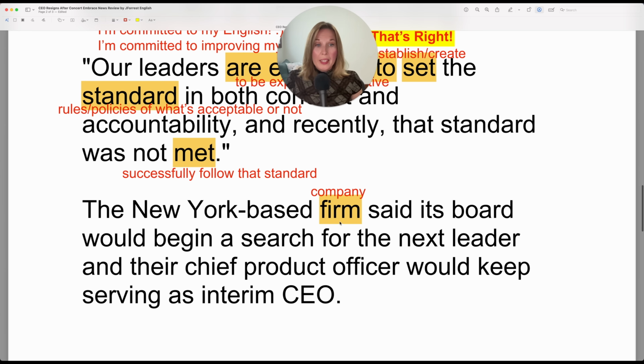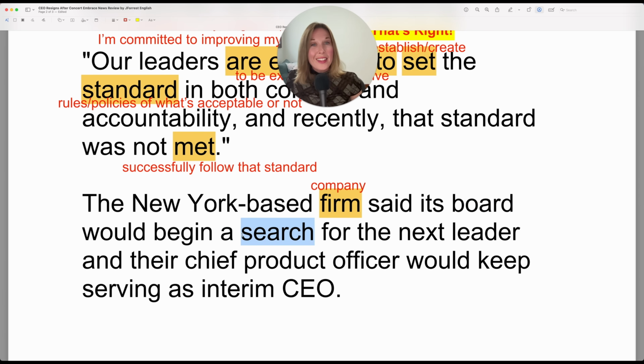The New York-based firm said its board, so its board of directors, its board would begin a search. So here they're using search as a noun because we have this article, a search. You could say begin searching for, because begin is your verb, and then the next verb you can put in the gerund. It's actually optional. You could also put it in the infinitive, begin to search for or begin searching for. And you search for something. You look for something, you search for something.